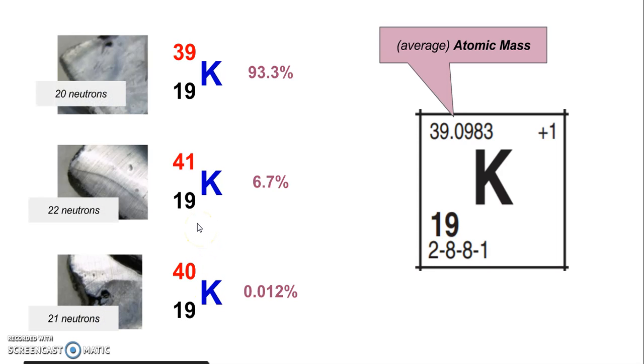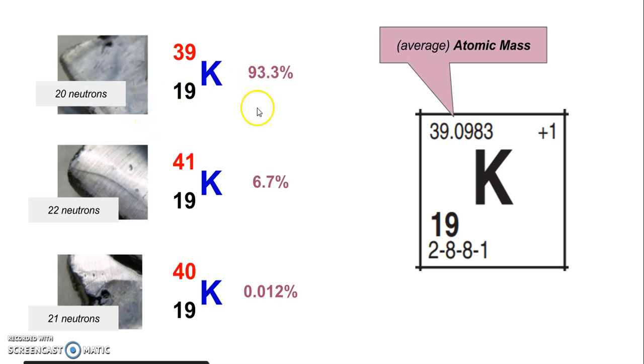Now, what's different about these isotopes? Well, they're all potassium. They're all this shiny metal. They all have an atomic number of 19 because all these types of potassium have 19 protons. That's what makes them potassium. But they have different numbers of neutrons. K39 has 20 neutrons. K41 has 22 neutrons. K40 has 21 neutrons. These numbers right here, the mass number, tell you the number of protons plus neutrons. It's a different number in each case because each of these isotopes has a different number of neutrons.